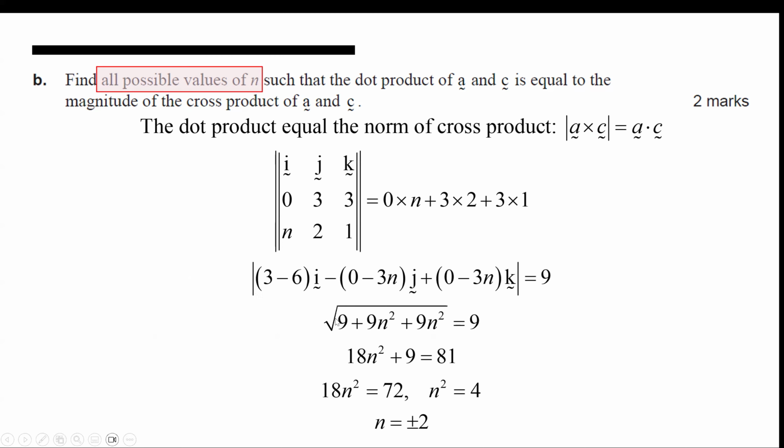Eventually you get 18n squared plus 9 equals 81. And 18n squared is 72, n squared equals 4. Therefore, n equals plus or minus 2. So there are two values for n.